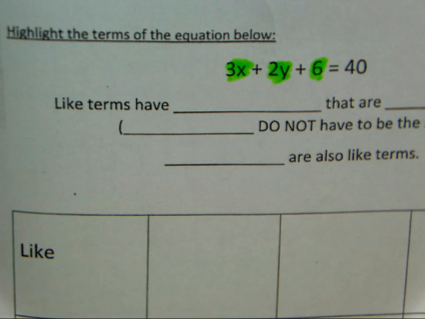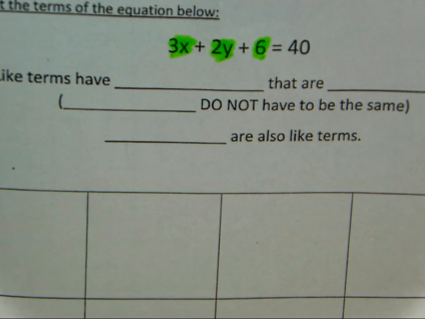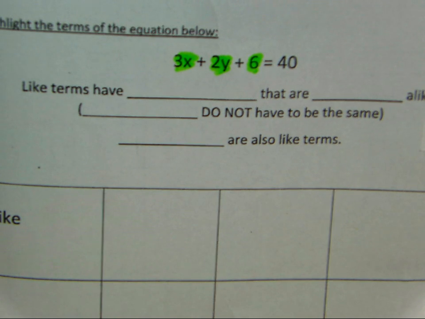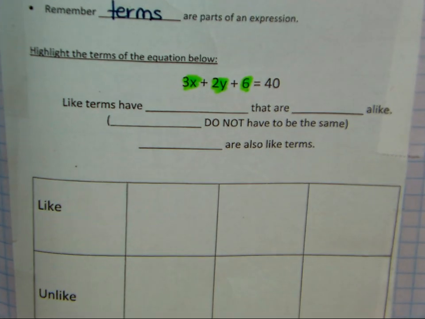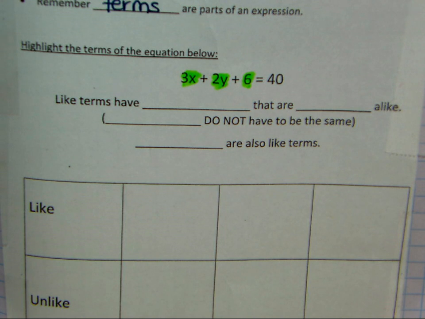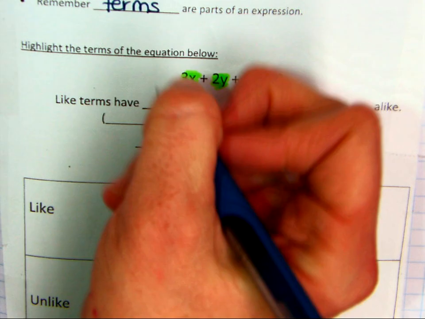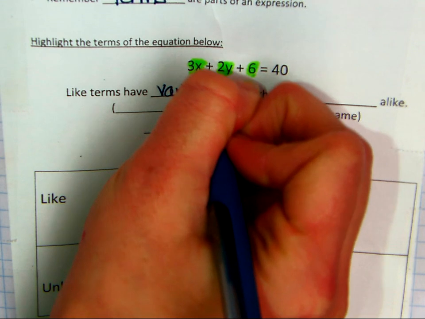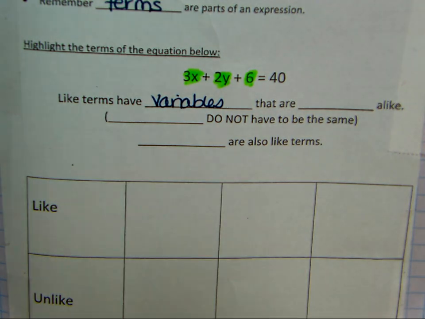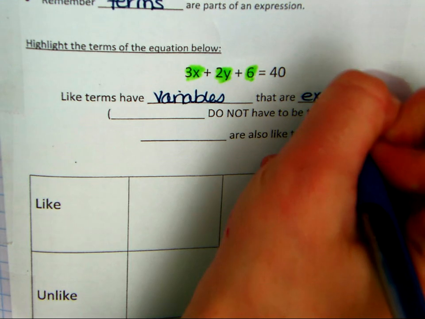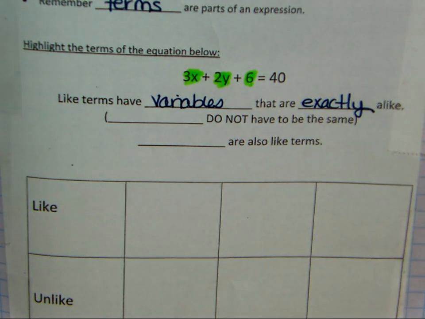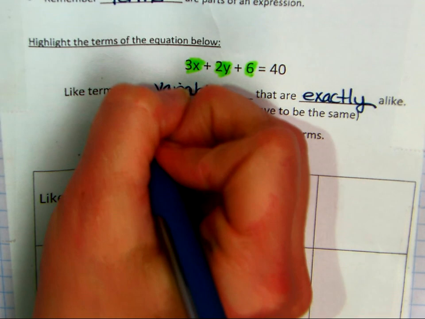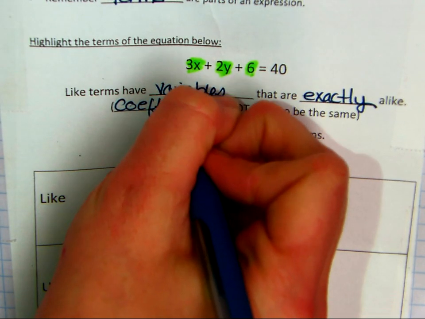And like terms have variables that are exactly alike. They are exactly alike. So they don't kind of look alike, they're exactly alike. And you're going to see some various ones that look alike, but they're not exactly alike, so they don't count as like terms. However, while the variables are exactly alike, the coefficients, or the numbers in front of the variables, do not have to be the same.